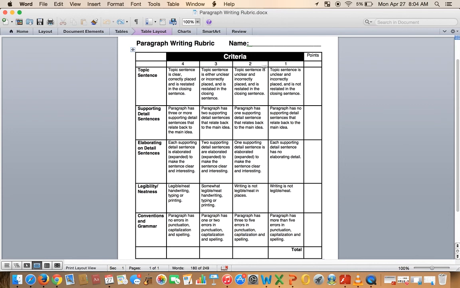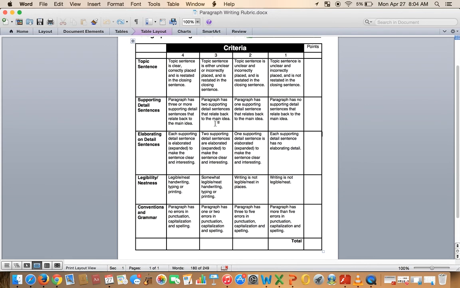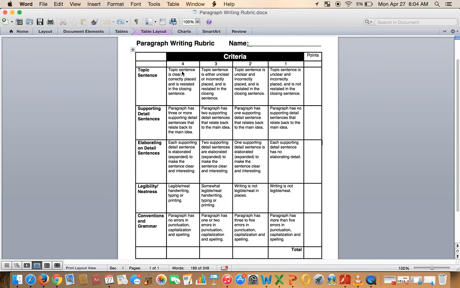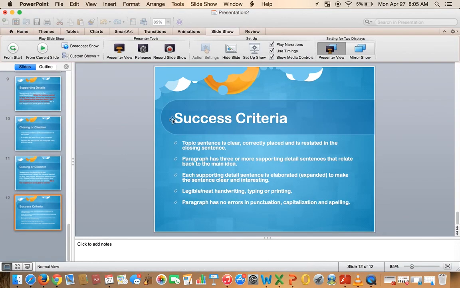What we have here is a paragraph writing rubric, you'll see here, and you'll all get a copy of this rubric. So what this does is it tells us what we have to do to write a good paragraph in each one of these areas here: the topic sentence, the supporting details, and it tells us exactly what we should be looking for. So you'll get that. I won't go over this in too much detail right now, but we'll certainly have a chance to talk about it tomorrow.